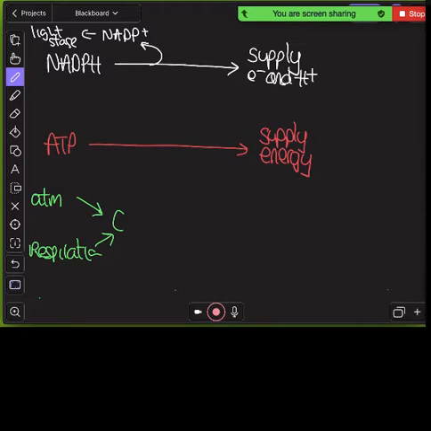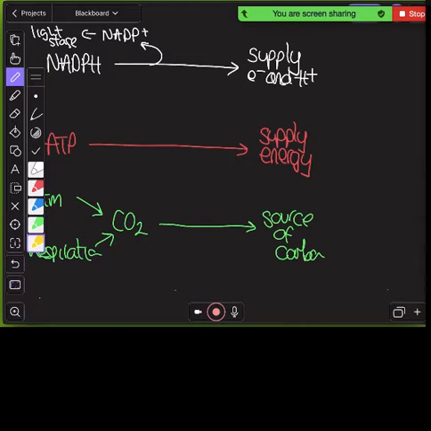So this is going to be our carbon dioxide. Now carbon dioxide for this is a source of carbon. Obviously there is hydrogen and oxygen there, but in terms of elements that it needs to do the dark stage, it is a source of carbon. Now I don't have any different color pen, so I'm just going to finish mine in yellow.